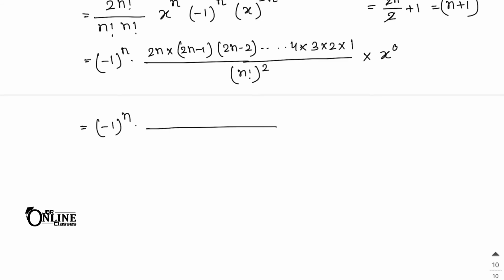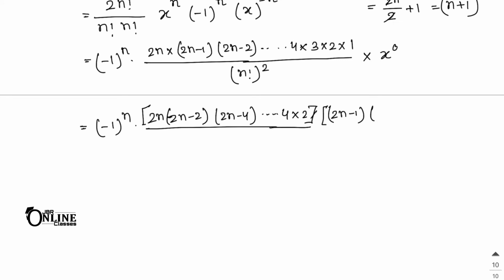So now here you can write down in this way 2n, then next one will be 2n minus 2, after that 2n minus 4, then dot dot dot 4 into 2. Okay, 4 into 2, that means first you write down the even numbers in a bracket, then write down the odd numbers, 2n minus 1, then 2n minus 3, and dot dot dot here 3 into 1. Okay, and then divided by n factorial whole square.